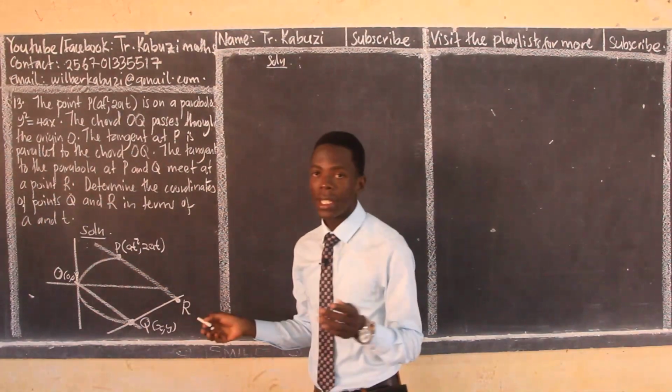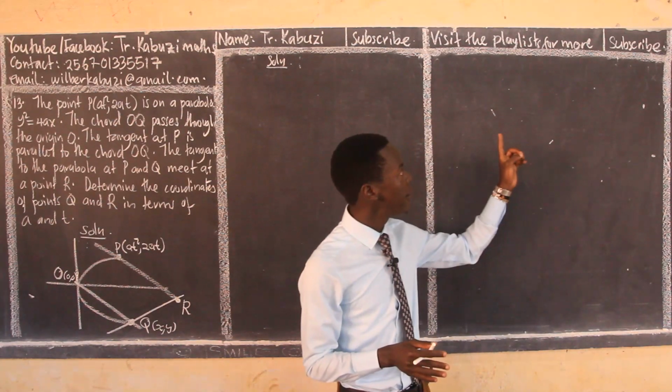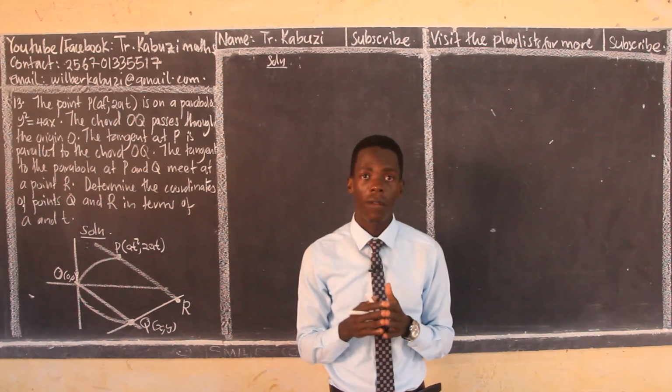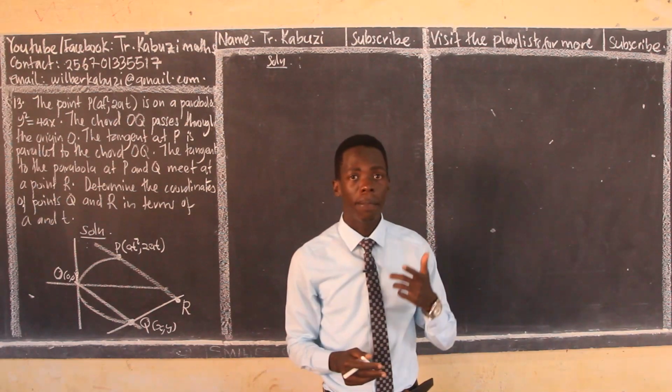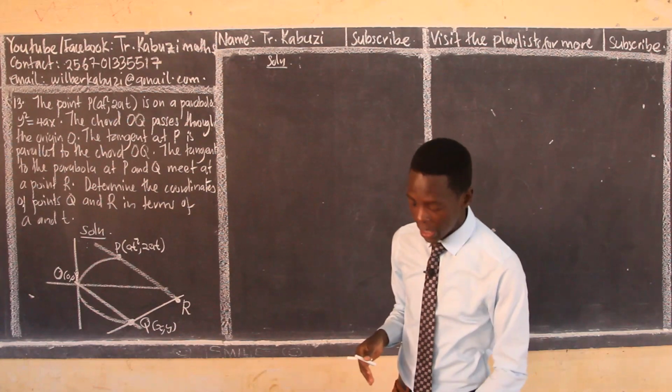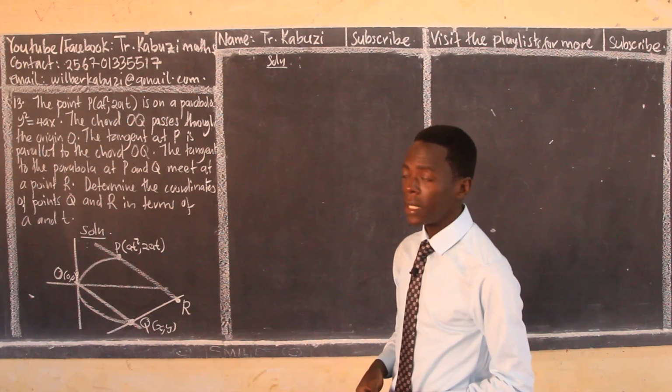Question 13 was coming from conic section. Conic section as a topic is available in the playlist. If you want to see more of the conic, the parabola, hyperbola, and ellipse, tap on the playlist and then scroll down, you will see conic section as a full topic. So from here, this one was specifically parabola.